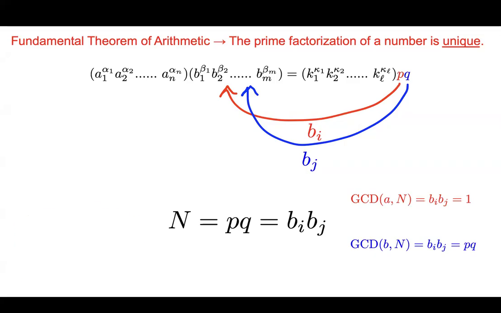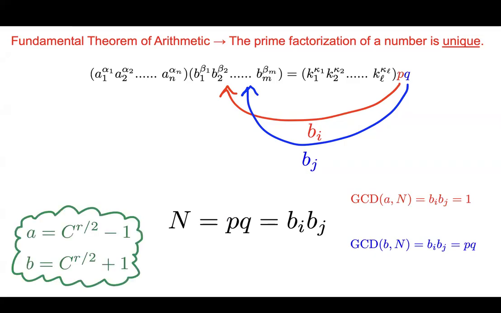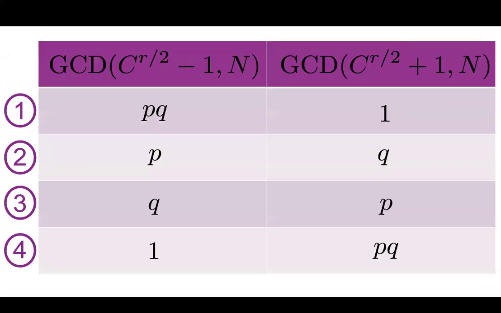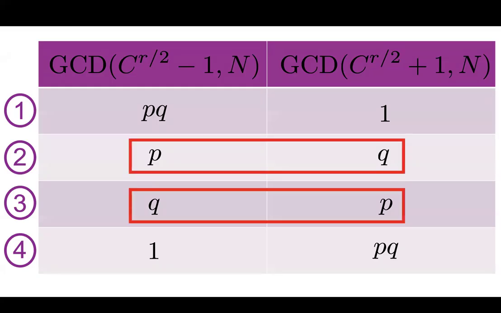Writing a and b out again in terms of c and r and organizing our findings in a table, we get this. Notice that calculating these two different GCDs yields the factors p and q in 2 out of the 4 scenarios we discussed, the second and the third. When it doesn't, you don't have to give up. Just try a different c.